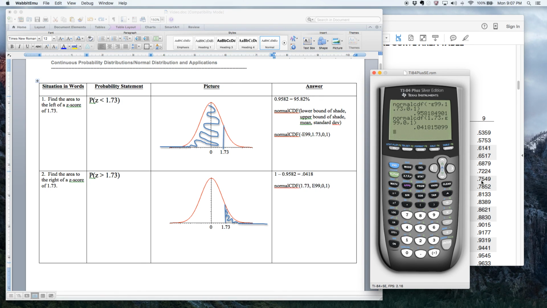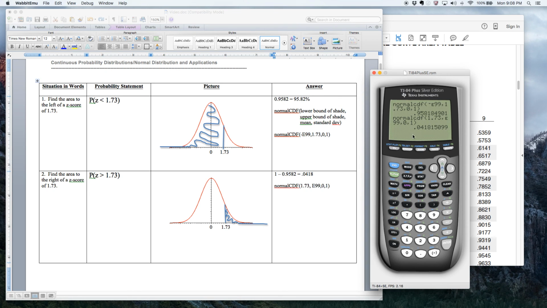Now, you may say, well, you know what? I like the table better right now. It's visual. Yeah, I know you like the table maybe a little bit better right now, but trust me, in the long run, the calculator is going to be faster for you. Even though the calculator's function is a little weird because you have to remember the syntax: lower, upper, mean, standard deviation.